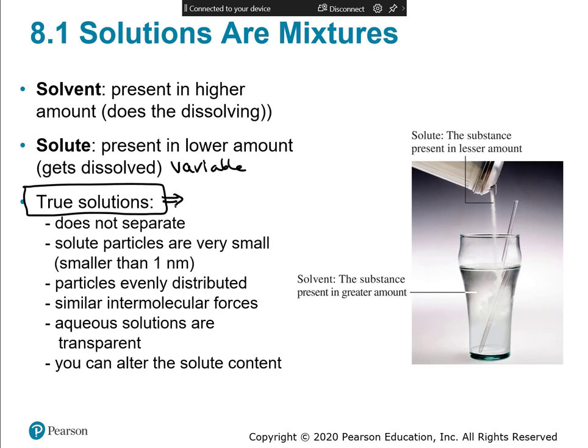A true solution is a type of mixture where we have very small particles. I think of things like salt and sugar, very small molecules. They are totally dissolved and they don't settle out, so this is not going to separate. You can alter how much of the solute you put in, a little or a lot. And the intermolecular forces are similar, so they're either both polar or both non-polar. Salt dissolving in water, for example, they're both hydrophilic.